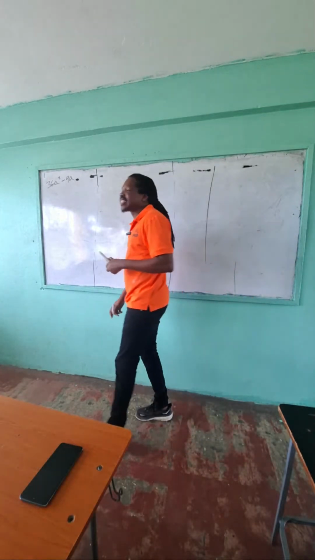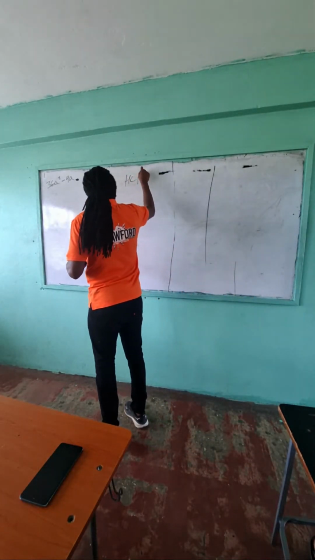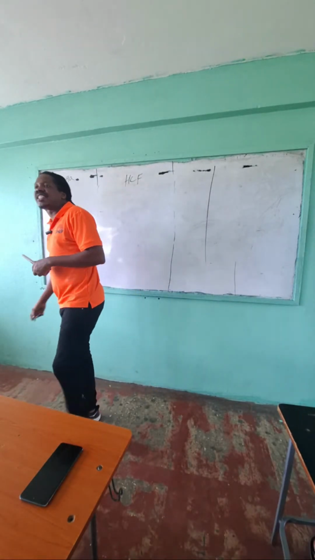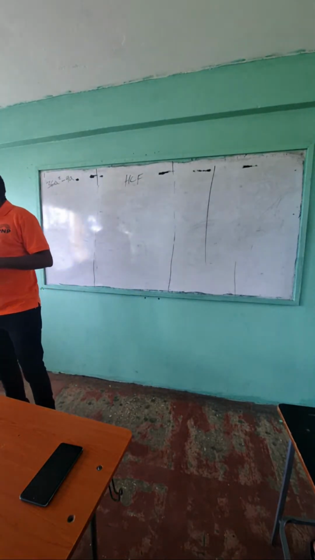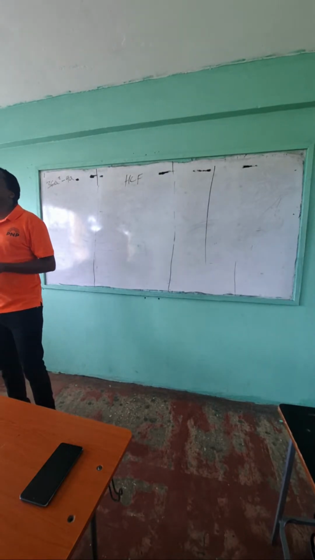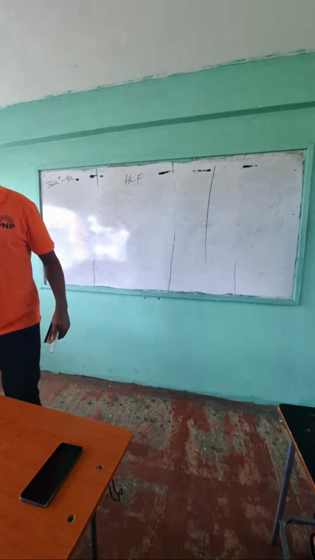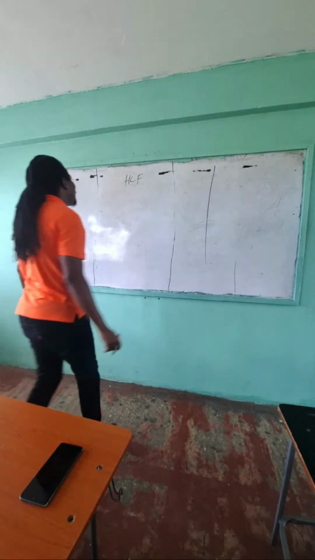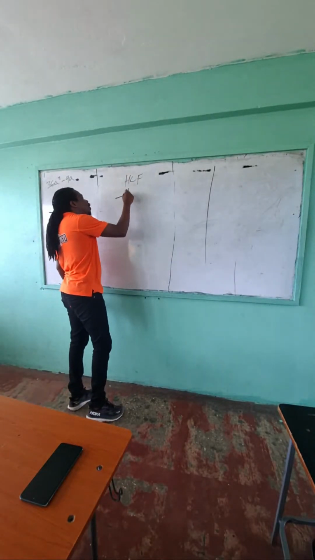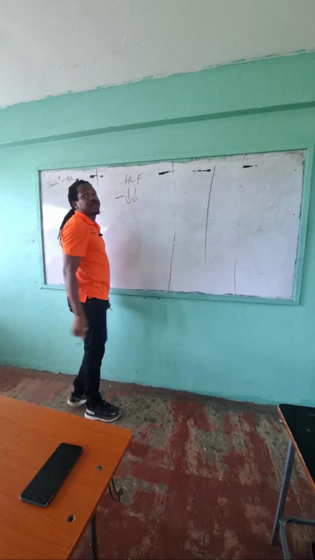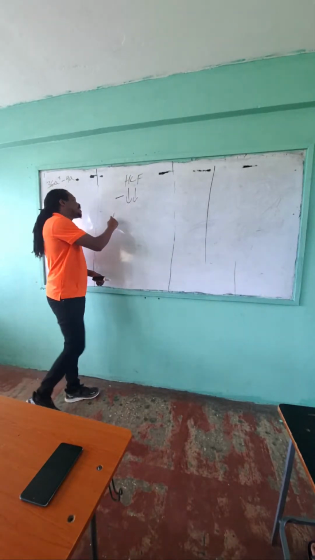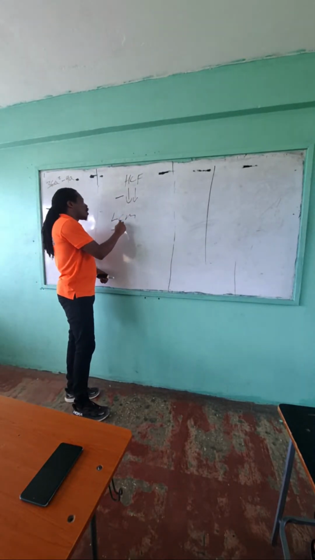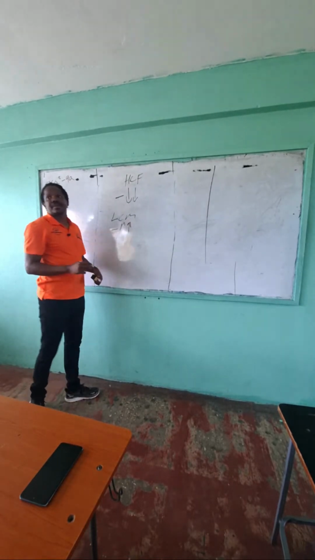What did I tell you about your highest common factor, HCF? Alright, let me tell you about your HCF. Your HCF must be equal to or lower than your lowest number. Your LCM must be equal to or higher than your highest number.